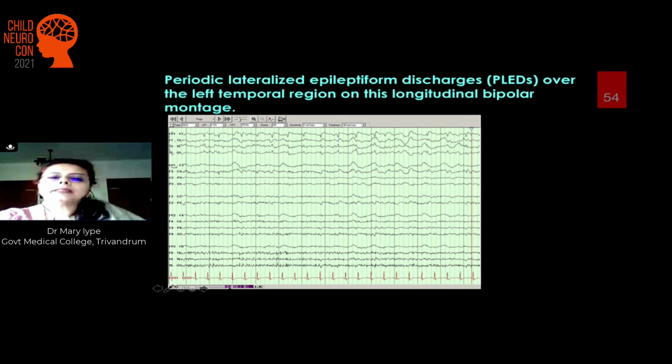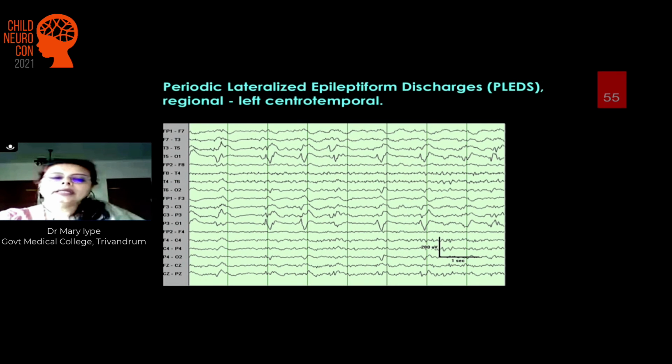Periodic lateralized epileptiform discharges, which are regional, not all over the left side. It is seen only in the temporo-occipital region. The frontal region is spared. This is regional periodic lateralized epileptiform discharges in a patient with herpes simplex encephalitis.